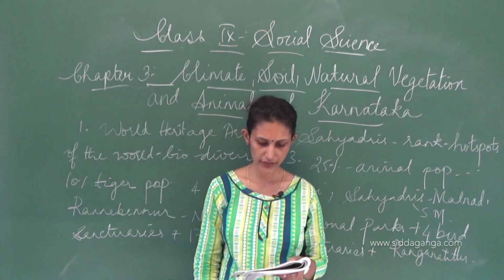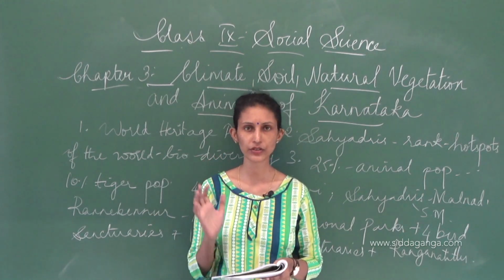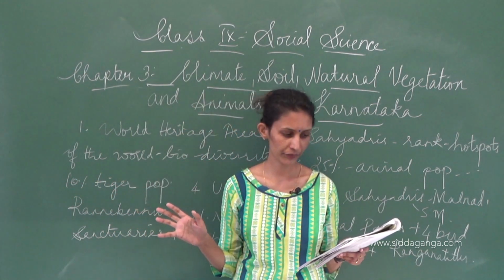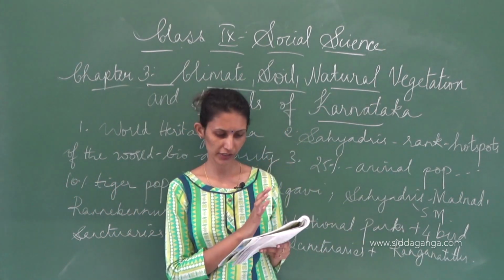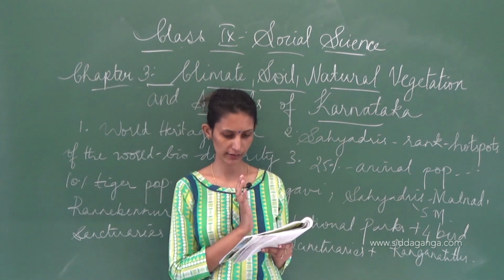Moving to the natural vegetation, any kind of plant or tree that is growing naturally is termed natural vegetation. We have a lot of plant species in Karnataka and that is why it's helping us to maintain the ecological balance.